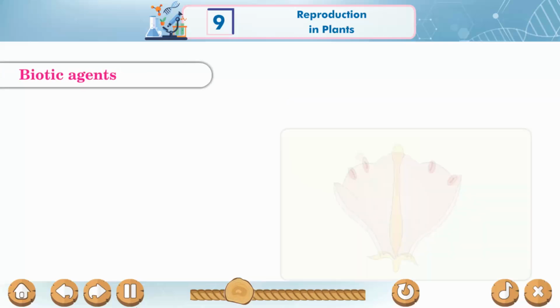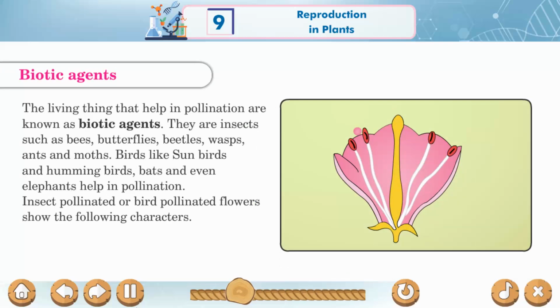Biotic agents. The living things that help in pollination are known as biotic agents. They are insects such as bees, butterflies, beetles, wasps, and moths. Birds like sunbirds and hummingbirds, bats, and even elephants help in pollination. Insect-pollinated or bird-pollinated flowers show the following characters.